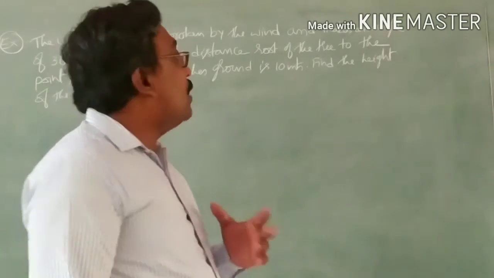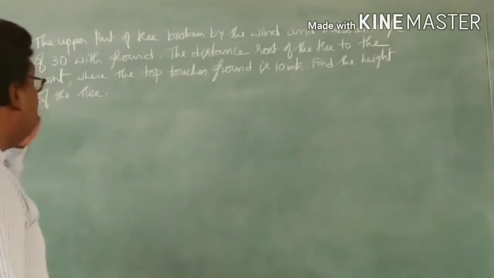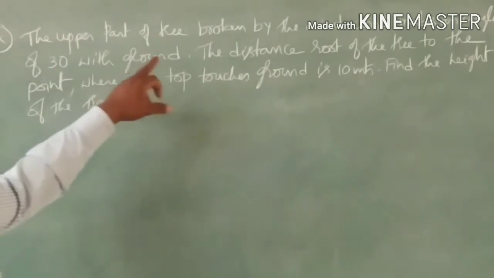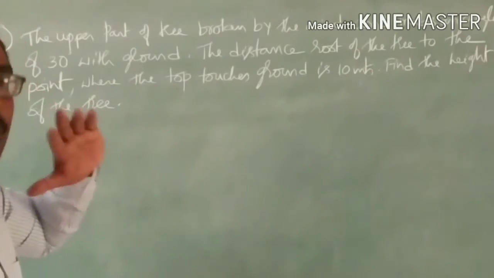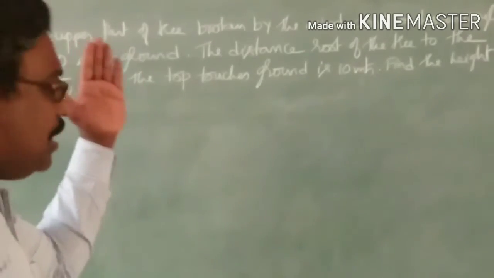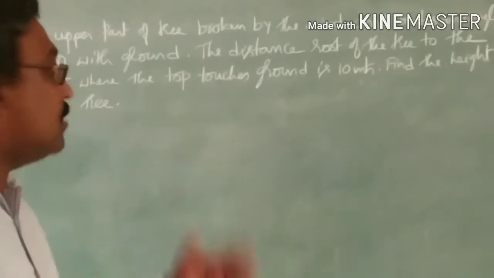Okay, children. Now we will discuss one more example. The upper part of a tree is broken by the wind. On heavy wind, the tree was broken into two parts.